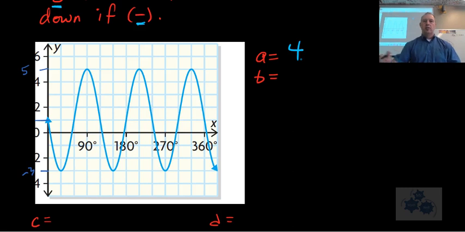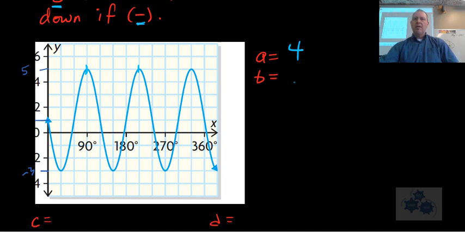Good? Okay, B. Oof. B is a tough one. We have to find out what the period is. That's how we find out what B is. So 90 to, what is that? Each of these are what, 30, 60, 30? So that's 210, is it?